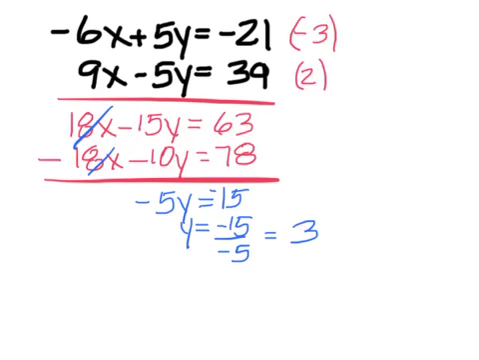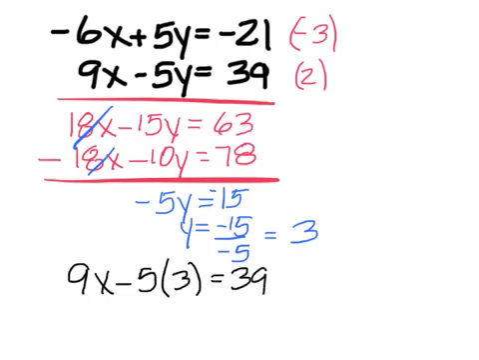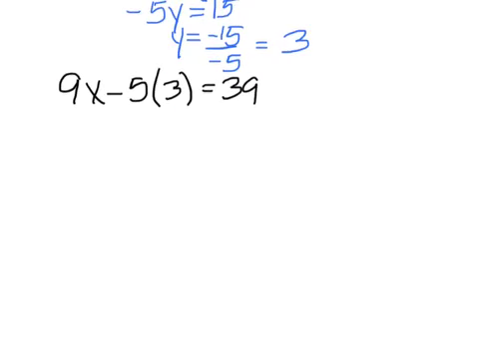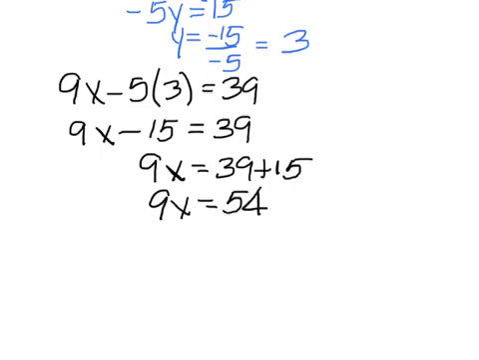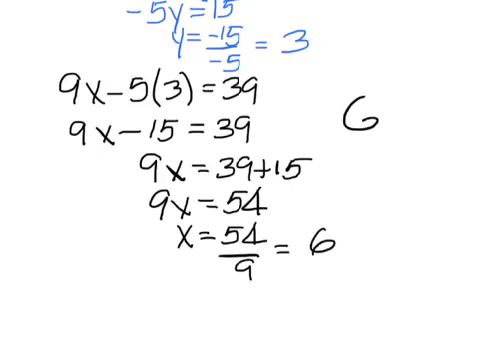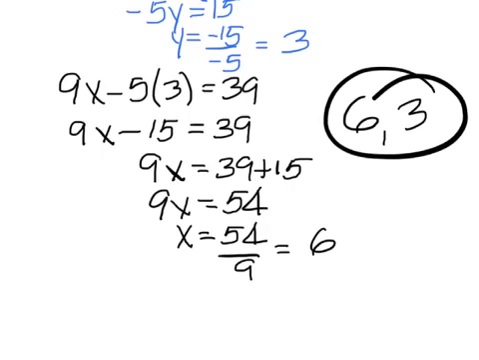I am going to use the bottom equation. 9x minus 5 times y, but I'm putting 3 in for y. So 9x minus 15 equals 39. We're going to move the minus 15 to the right and make it plus 15. That'll give us a 54. Divide 54 by 9 and get an answer of 6. So you should have 6, 3 for the answer.